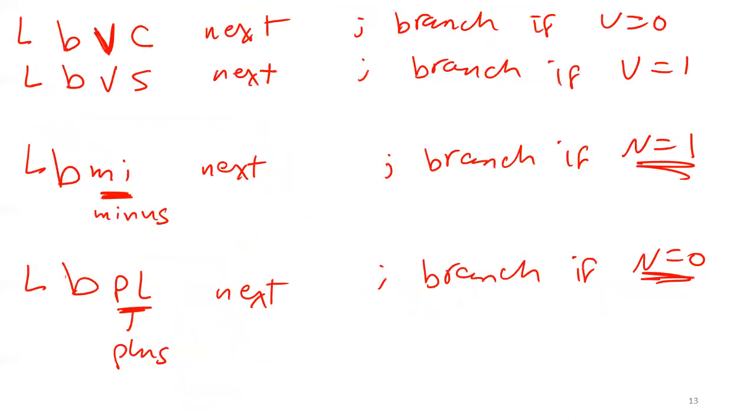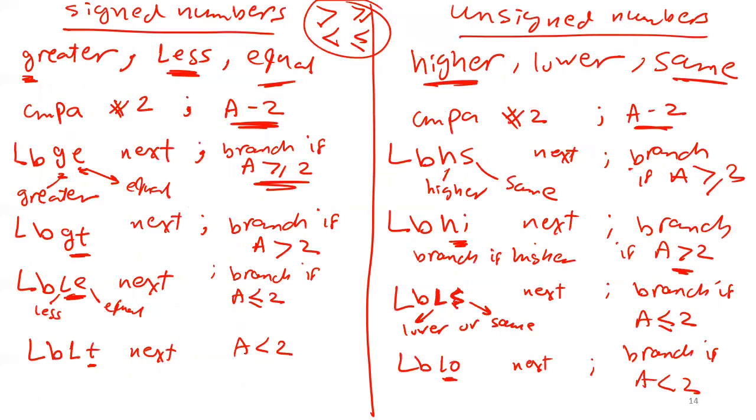Let's see. These are the 8 instructions we have. Just to make it easy for you, for signed numbers, we're going to use the English words greater, less, equal. For the unsigned numbers, we're going to use other English words: higher, lower, same. You got what I'm saying? So when I use greater, it's for signed, but higher means it's for unsigned. Let me give you the details.